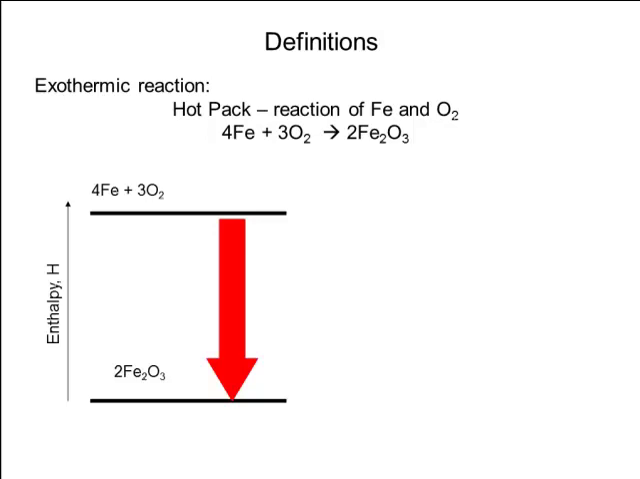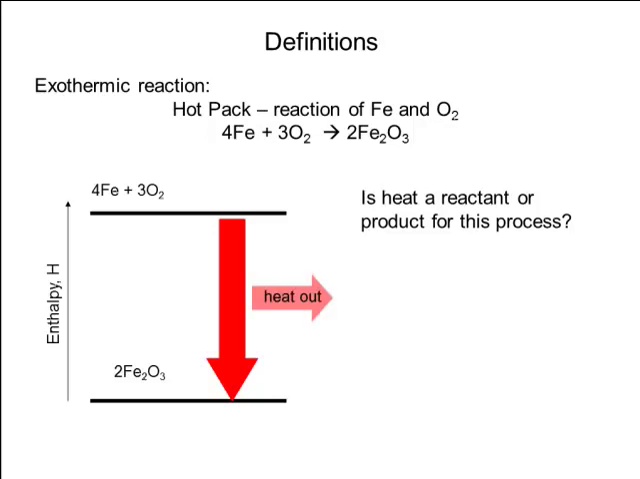Rust is a much more stable state than the iron and the oxygen by itself. So I go from that higher enthalpy to a lower enthalpy. In order to go from that higher to lower, something has to be lost. So when I think about this, if I'm going from a higher enthalpy to a lower enthalpy, are we going to have heat as a reactant or a product for this process? Well, we have to give heat up. The heat has to come out of that system. That's how we're losing this energy.